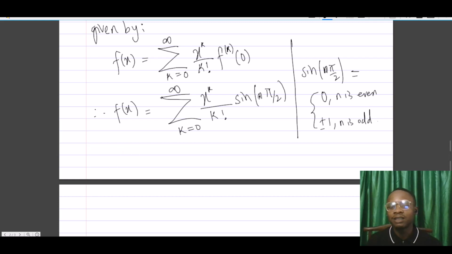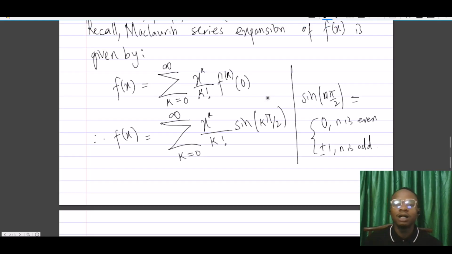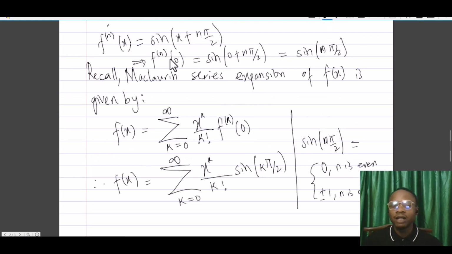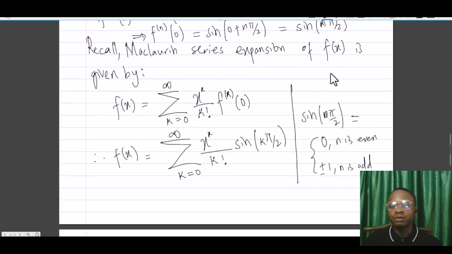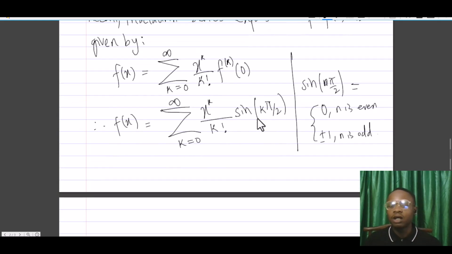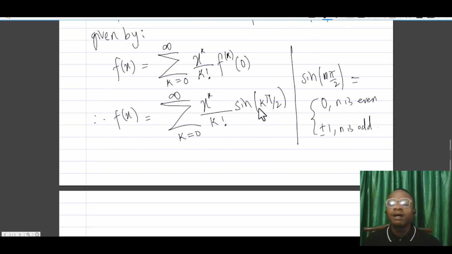Sorry, why am I writing n here, please? This should be k, since our f^(n), that is the nth derivative of sine, is sine of n pi over 2. So this should be written as k, since we're using k here for our symbol instead of n. So please, that is important. All right, so when our k is even, we will not have any term at all.